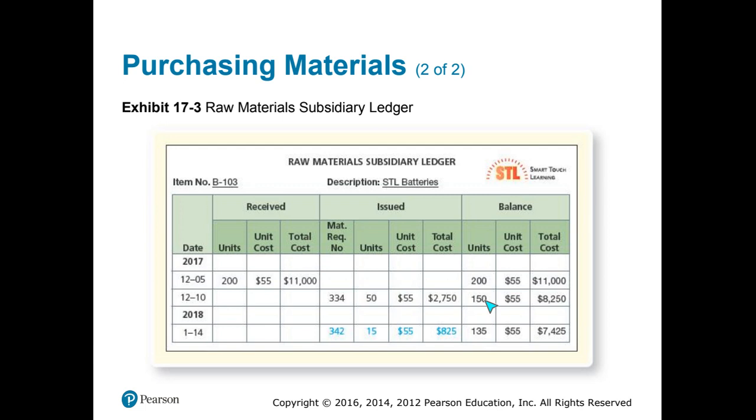So then we're going to add up the balance. This is what we still have sitting in our materials. After we issued 50 materials, we're left with 150 units. So this is the balance that we're left with. And then on the 14th, we issued some more, and this was the balance that we were left with here.